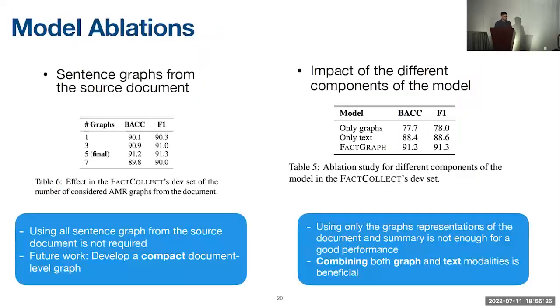Here is some model ablation. So we try different numbers of document graphs. And what we see is that we don't need to use all of the graphs from the input document. We also evaluate the impact of different components of the model. Only using the graph semantic representation is not enough to have a good performance, but when we combine both modalities, we have an improvement over the text-only model.